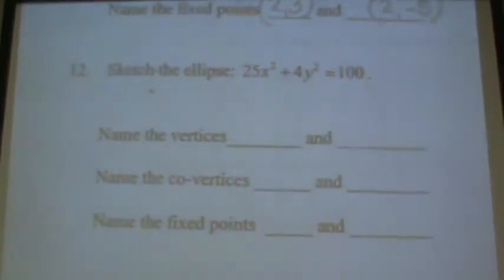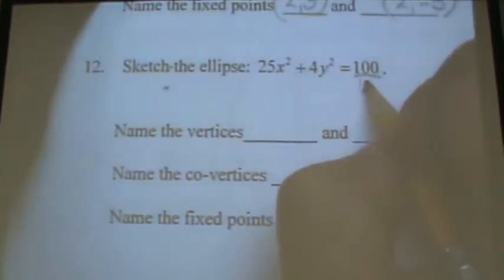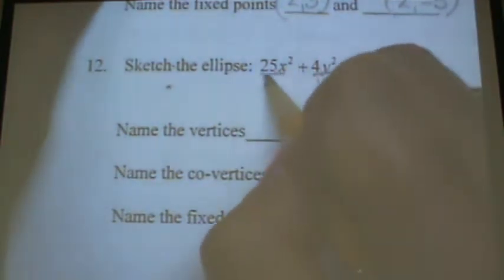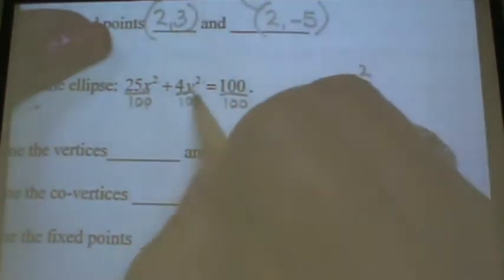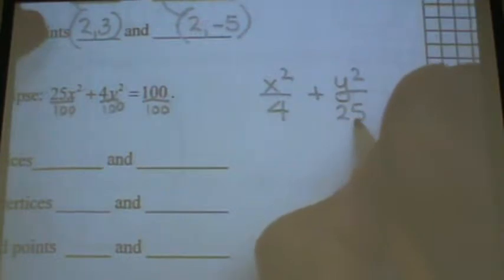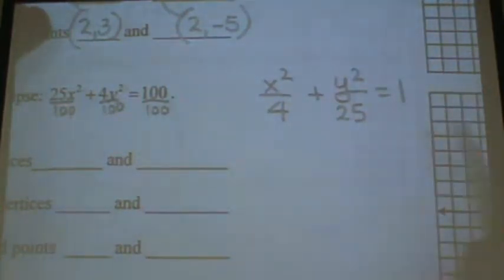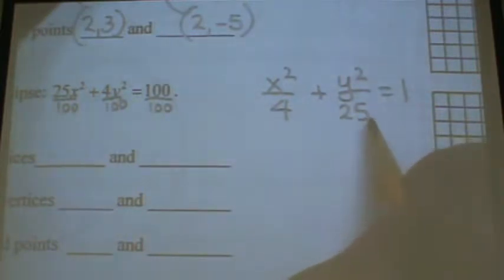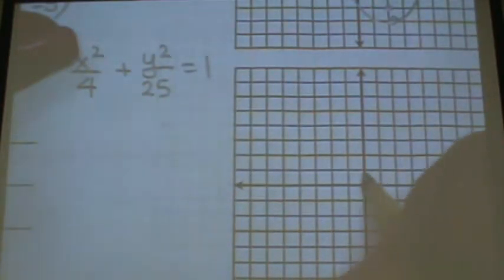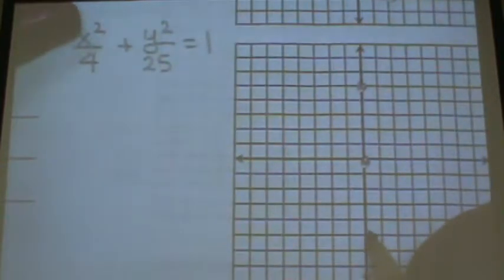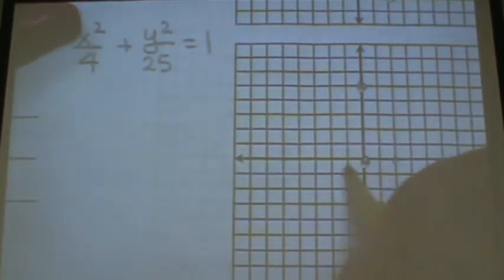Next. What's wrong with this problem? You have to divide by 100. So you get x squared over, what's going to be down here? What's 100 divided by 25? 4. And then what's 100 divided by 4? 25. So now this one, the A value's 5, it's going to be elongated on the y-axis. We're going to go 5 units, 1, 2, 3, 4, 5, and 2 and 2.